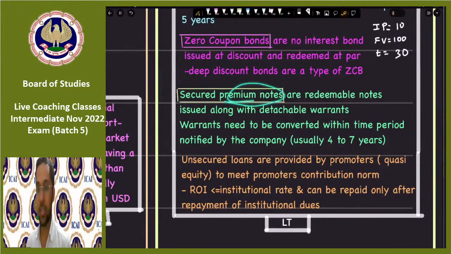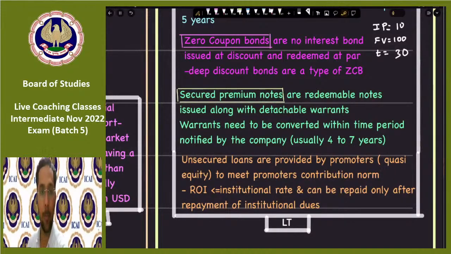But on these debentures, you don't pay interest. Instead of interest, you give them warrants. So what is a warrant? A warrant gives you a right to buy the shares after some time. Right? So debenture is issued.